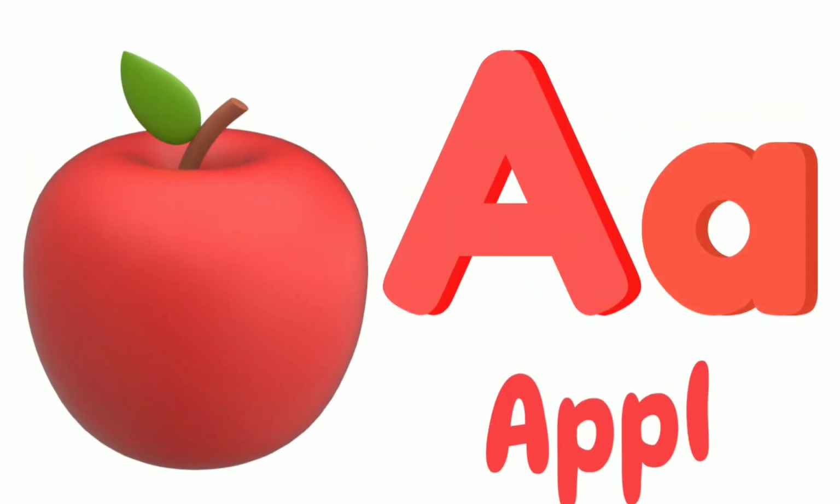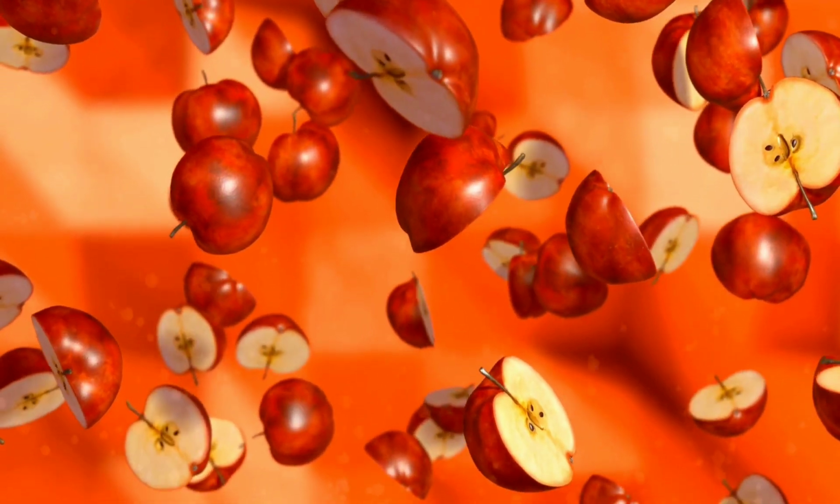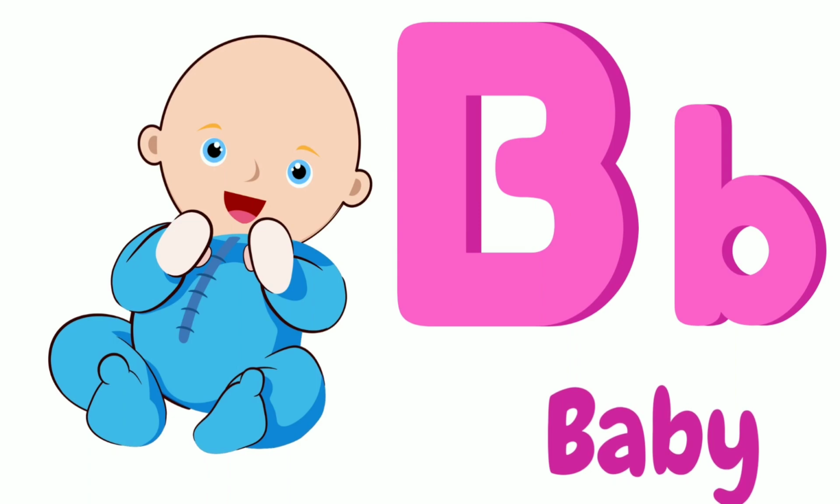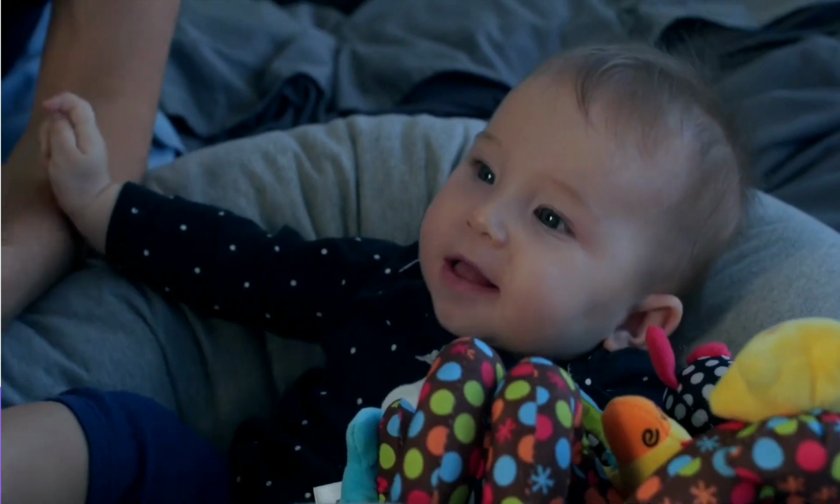A is for apple, apple, apple. This is an apple. B is for baby, baby, baby. This is a baby.